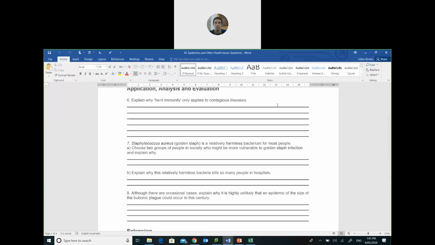So, why does herd immunity, first off, does someone want to tell me what herd immunity is, and why does it only apply to contagious diseases? Sort of a two-part question. So we talked about herd immunity just before. Anyone want to tell me what it is?